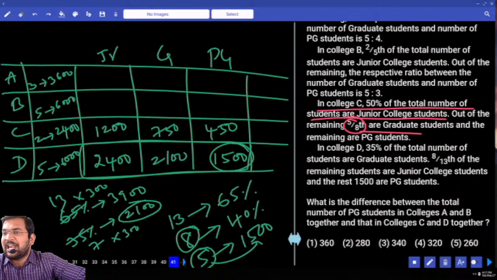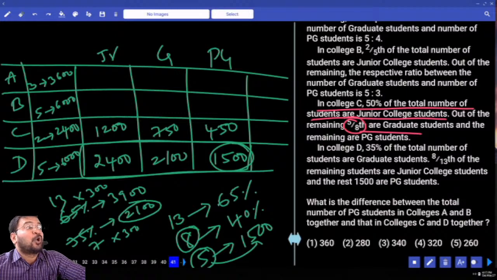1200 are junior students, so the remaining 1200 are there. Out of that 1200, 5 by 8 are graduates. 5 by 8 is nothing but a total of 8 parts. 8 parts is 1200. Each part is 150. 5 parts is 750. Then 5 parts are graduates, and the remaining 3 parts are postgraduates. Are you clear?